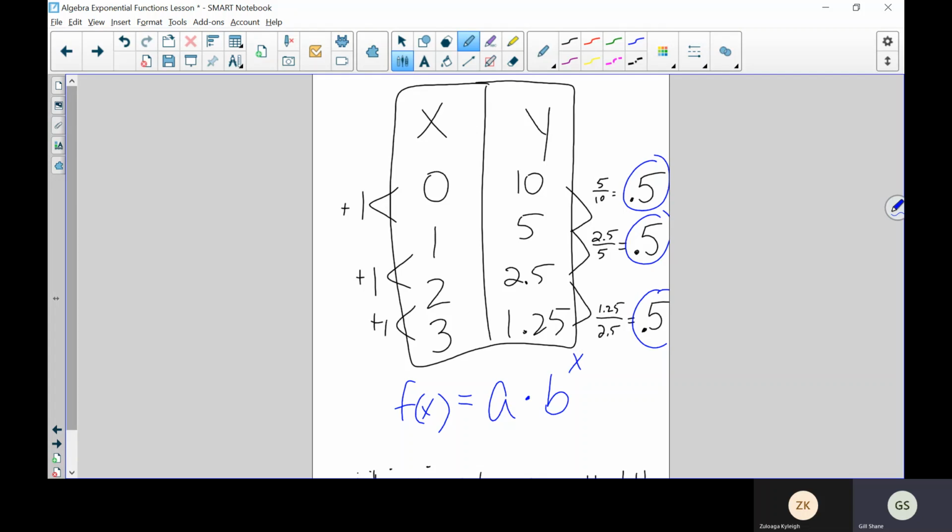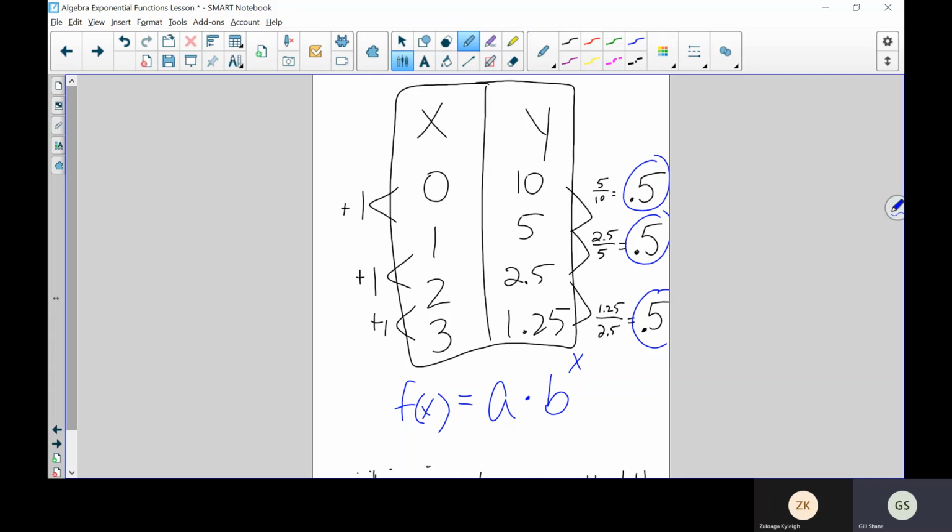A is what? How'd you get 10? I don't know. What's the definition of a? Look at your definition, or you should have written down what a stands for. You need to look at your notes. It's the y-intercept, right in front of you.